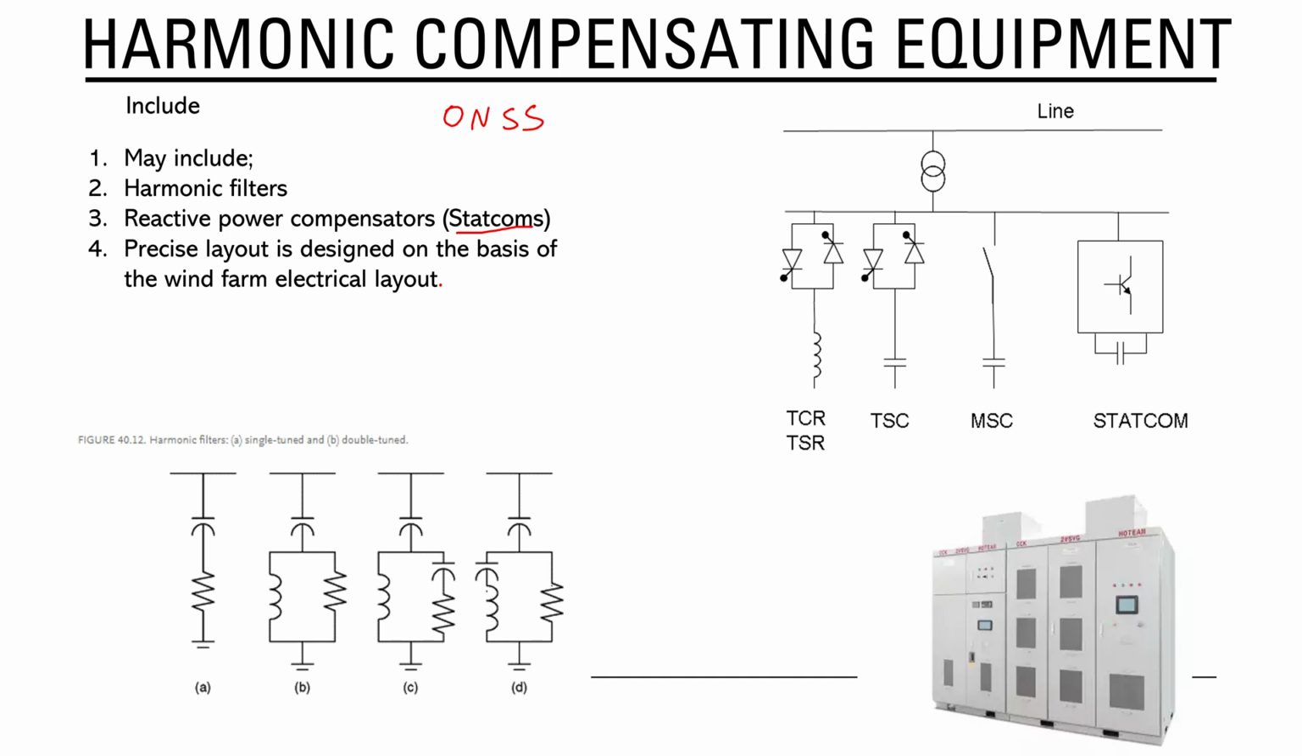Well, when we feed into a grid, the grid will give you a thing called a grid code. And the grid code is a specification for the electricity that you feed into it, especially as a major producer. Now, it's going to tell you things like your harmonic content.